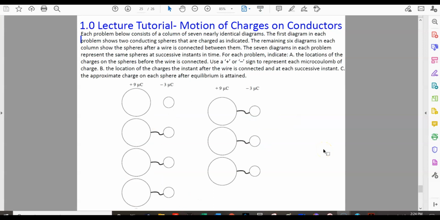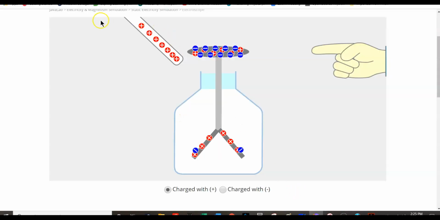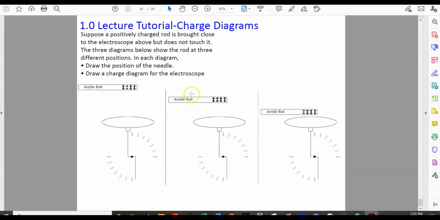So now that you've gone through all of that, I want you to try the lecture tutorials, lecture 1, charging by induction, and also using the electroscope. And don't forget, you've got this simulation that I want you to actually use, and I put that link earlier when we were talking about electroscopes. Go ahead and try those out, and then in our WebEx, we'll talk about these two problems, okay?